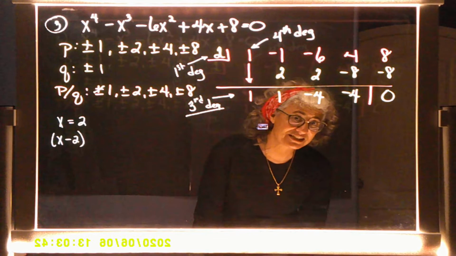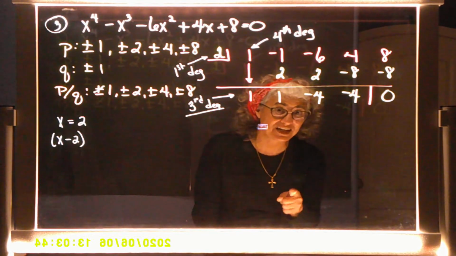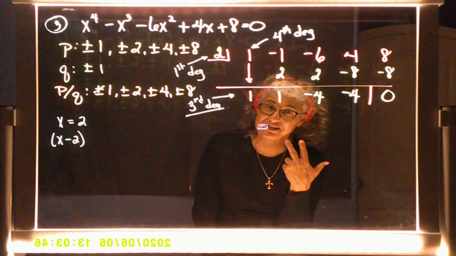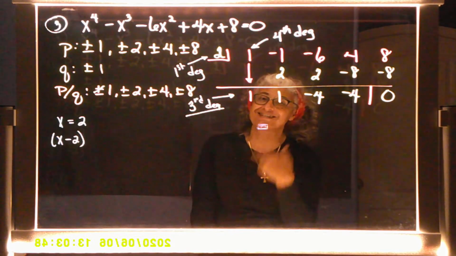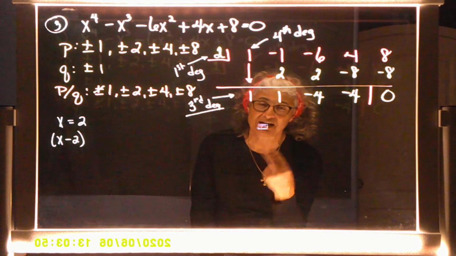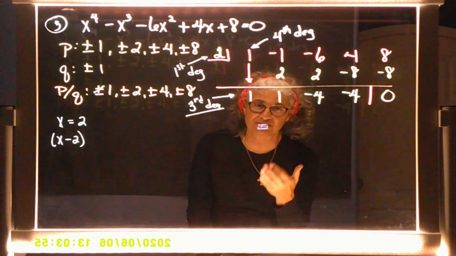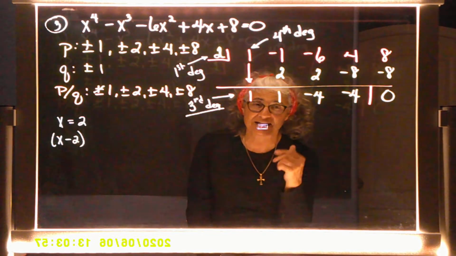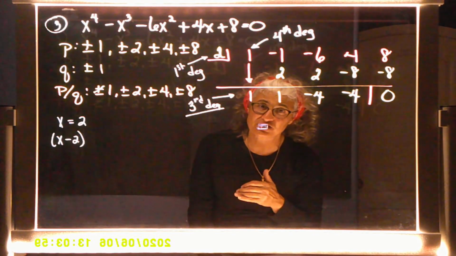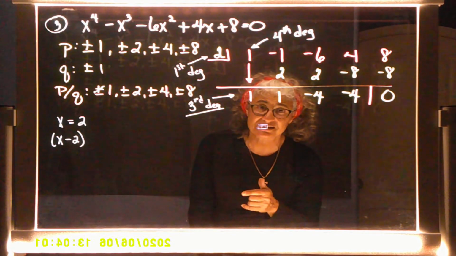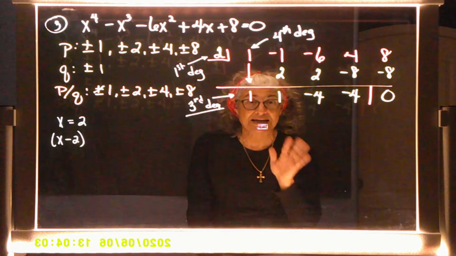So here's the deal. We've got to do synthetic division again, but this time on the 3rd degree, because I want to take this 3rd degree polynomial and knock it down to a 2nd degree. Because when I factor a 2nd degree or use the quadratic formula on a 2nd degree, that's where the square roots or the imaginary numbers will come from. Got it?